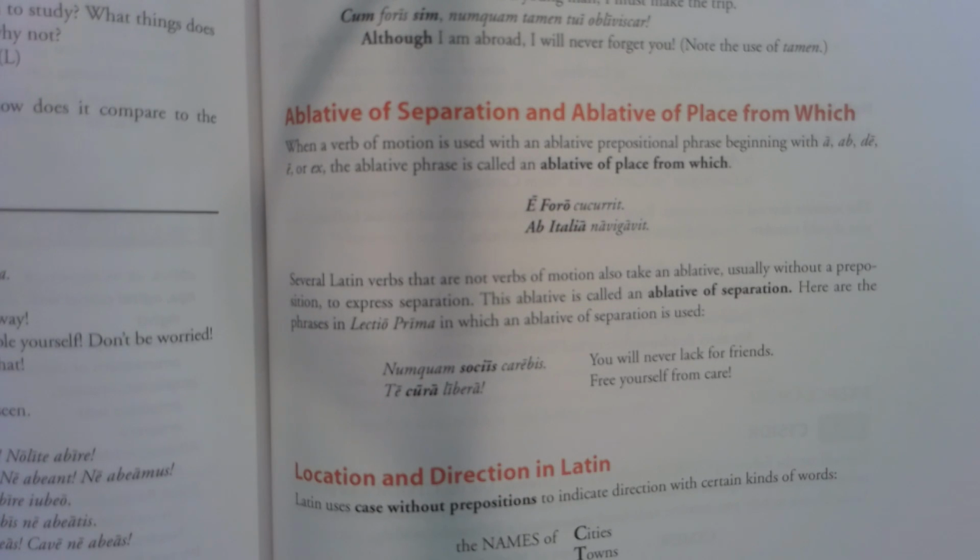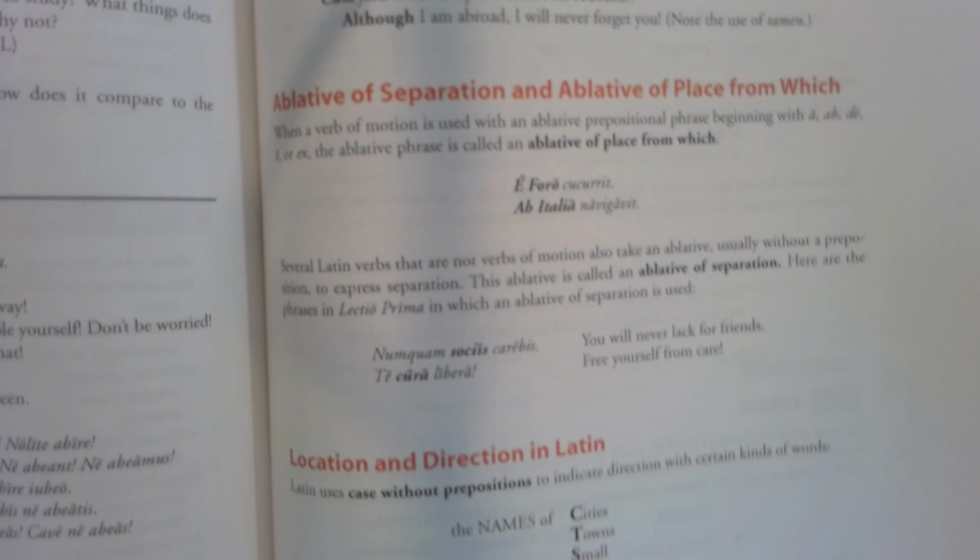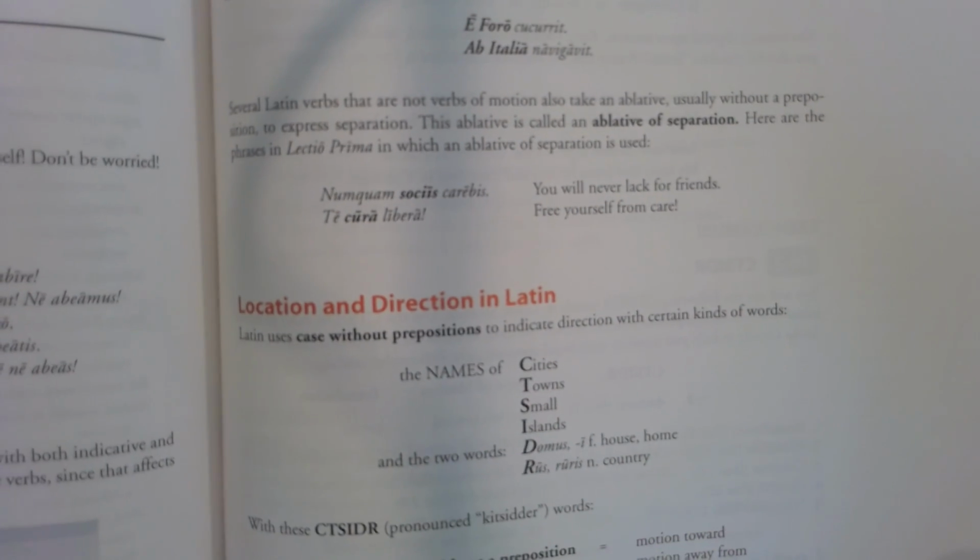Now, as we noticed before, we had these two verbs, careo and libero, free and lack. Okay, ablative of separation. You will never lack for friends; that is a name for something that is rather intuitive. You just can remember that those verbs basically take ablative objects and you're set. Okay.